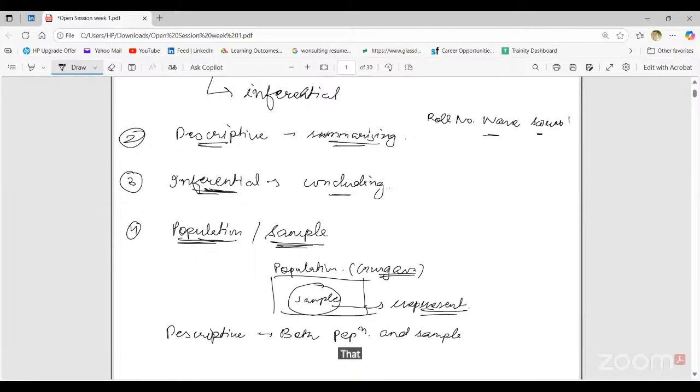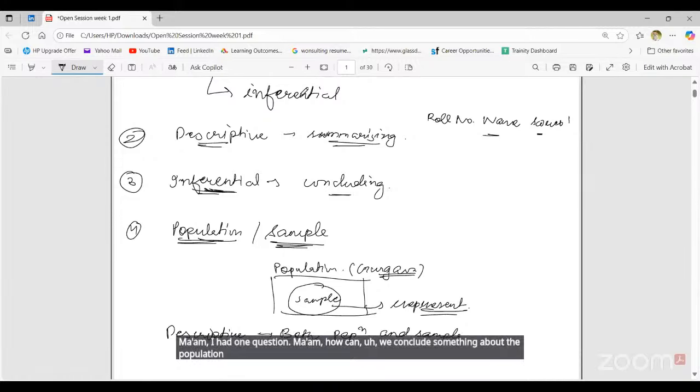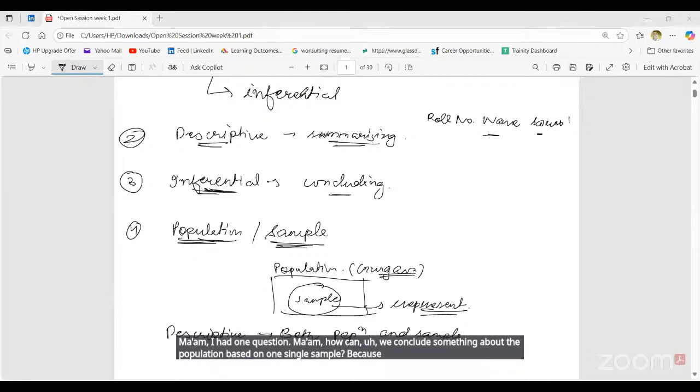That is inferential statistics. Ma'am, I had one question. How can we conclude something about the population based on one single sample? Because there can be many samples in one population, and many conclusions drawn from many different samples. Then how can we generalize from one single sample that the population will be this?